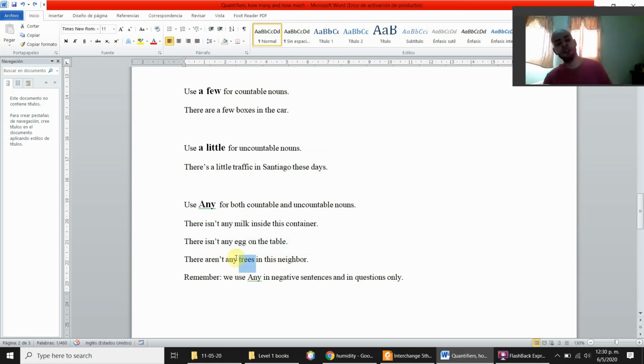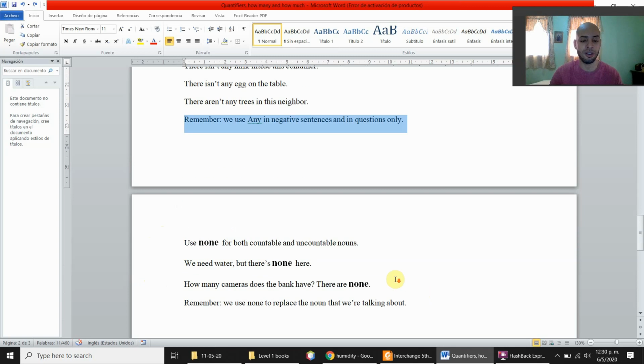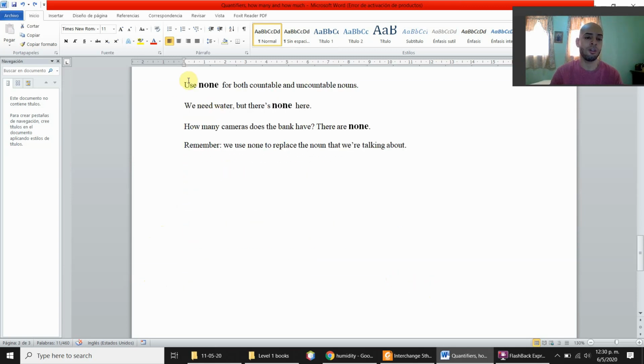Remember, we can use any for countable and uncountable. Remember, we use any in negative sentences and in questions only. So these examples are negative sentences. We have seen this before in other topics, but we are reviewing this part again. We use any in negative sentences and in questions only. Okay, so finally, we use none for both countable and uncountable nouns too.